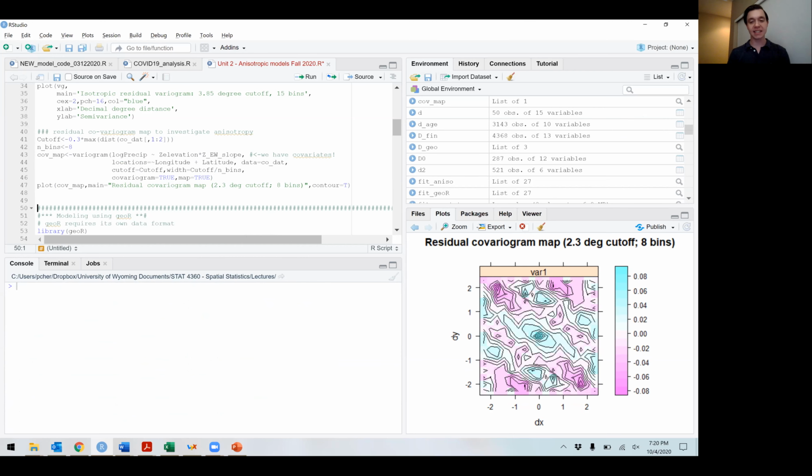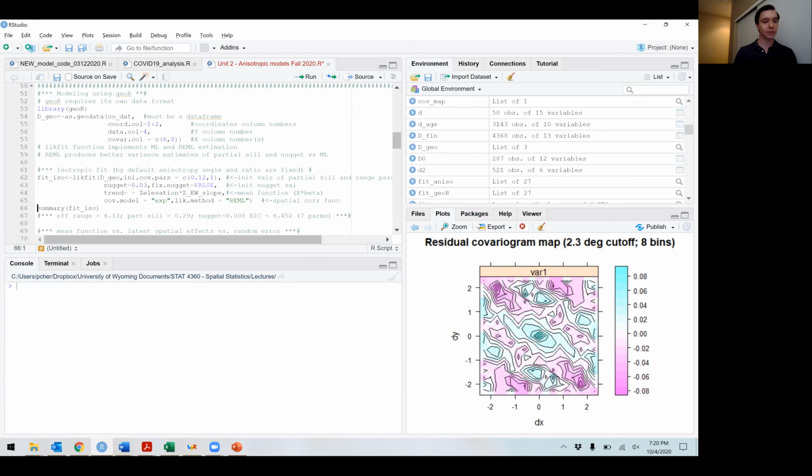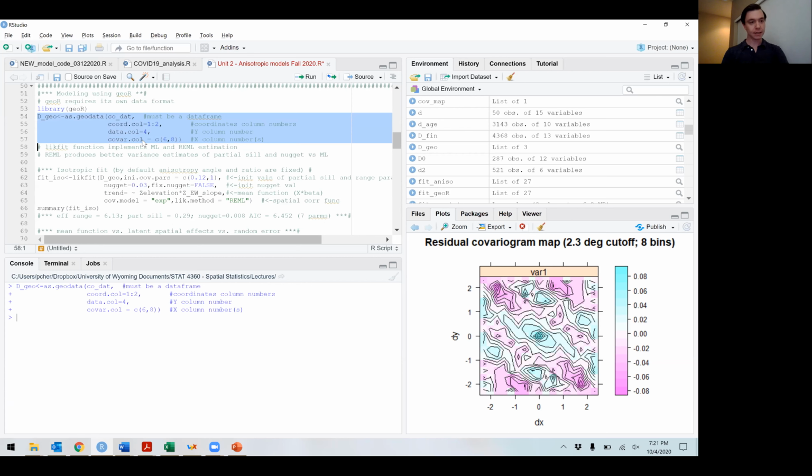And all of this is done with residuals. We want to work with data. That's what likelihood models are for. I'm going to use geoR. As per last time, geoR requires its own data format where we input a data frame. We specify what are the columns that contain the coordinates, what are the columns that contain our measured outcome variable, and what are the columns that contain the covariates. We have 2 covariates. We have centered and scaled elevation, and we have centered and scaled slope. All right, here we go.